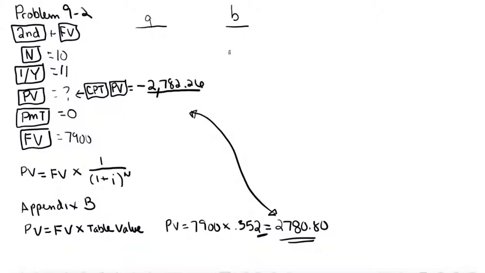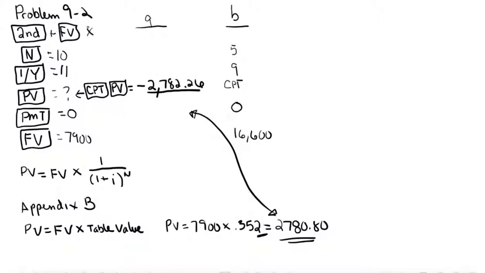B asks, what's the present value of 16,600 in 5 years? So I'll use 5 in N and 9% for the interest rate, compute the present value, and use 0 for payment. Remember, we always have to do this first.